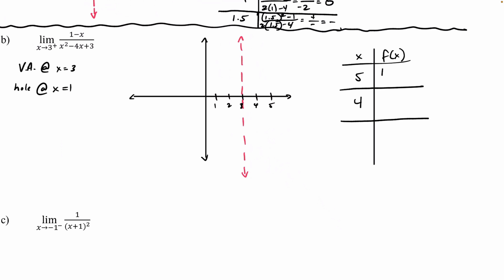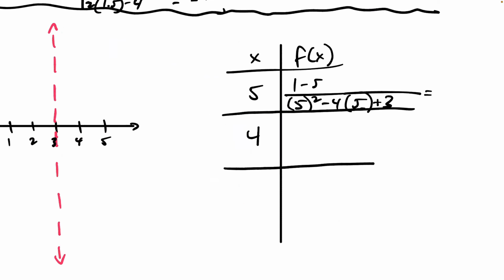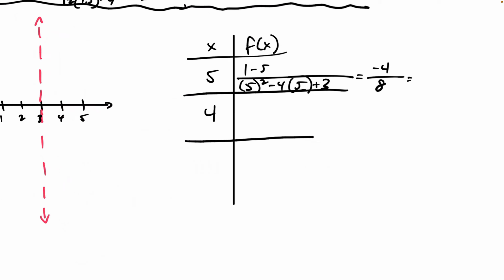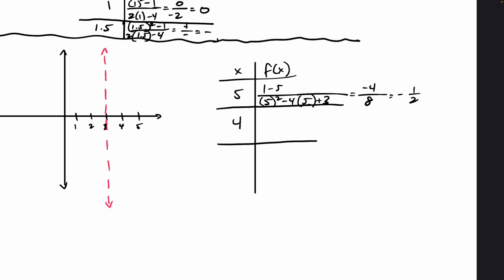Okay, so here we go. We got 1 minus 5 over x squared, so 5 squared, minus 4 times 5 plus 3. 1 minus 5 is negative 4. 5 squared is 25. Minus 4 times 5 is 20. So 25 minus 20 is 5. Plus 3 is 8. So negative 1/2. Okay, let's go make that dot. Negative 1/2.